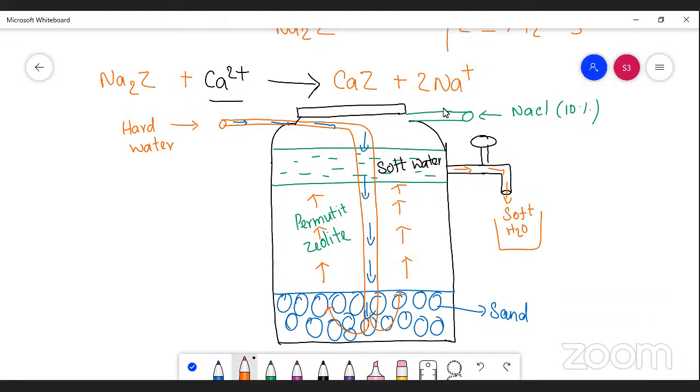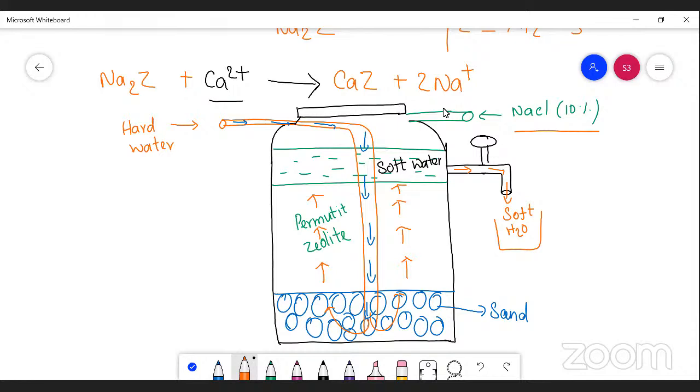So here a permutit zeolite is used. It reacts with the calcium or magnesium ion, and this cation is exchanged by the zeolite. So now why are we adding this NaCl 10%? After passing hard water into the permutit, what will happen? All the sodium ion is exchanged, so that the permutit or the zeolite loses its property.